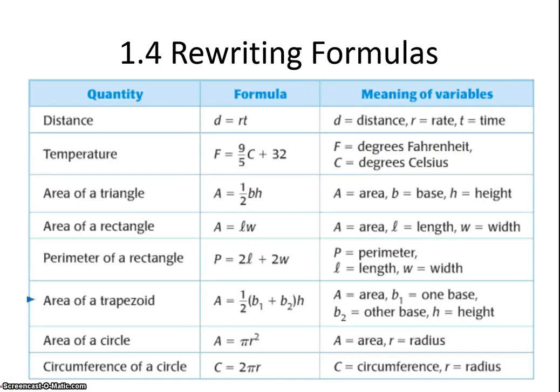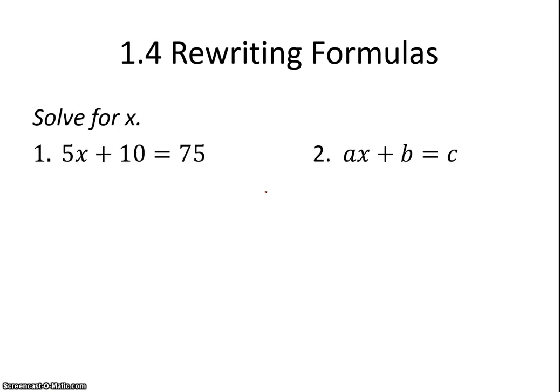Okay, so section 1.4, rewriting formulas. What we're going to do here is take these formulas or similar formulas and solve for a different variable. So for example, on distance equals rate times time, we may want to solve for rate, or we may want to solve for time. Area of a triangle, we may want to be solving for the base or the height. What that means is we're going to get that variable by itself.